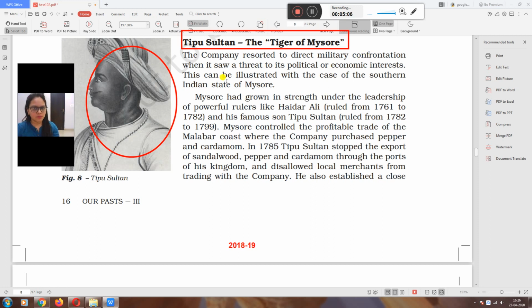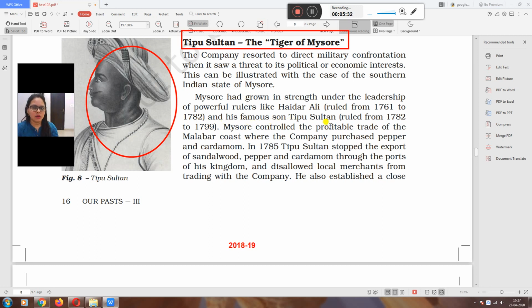This can be illustrated with the case of the southern Indian state of Mysore. This happened because of the Tiger of Mysore. Mysore had grown in strength under the leadership of powerful rulers like Hyder Ali, who ruled from 1761 to 1782, and his famous son Tipu Sultan.